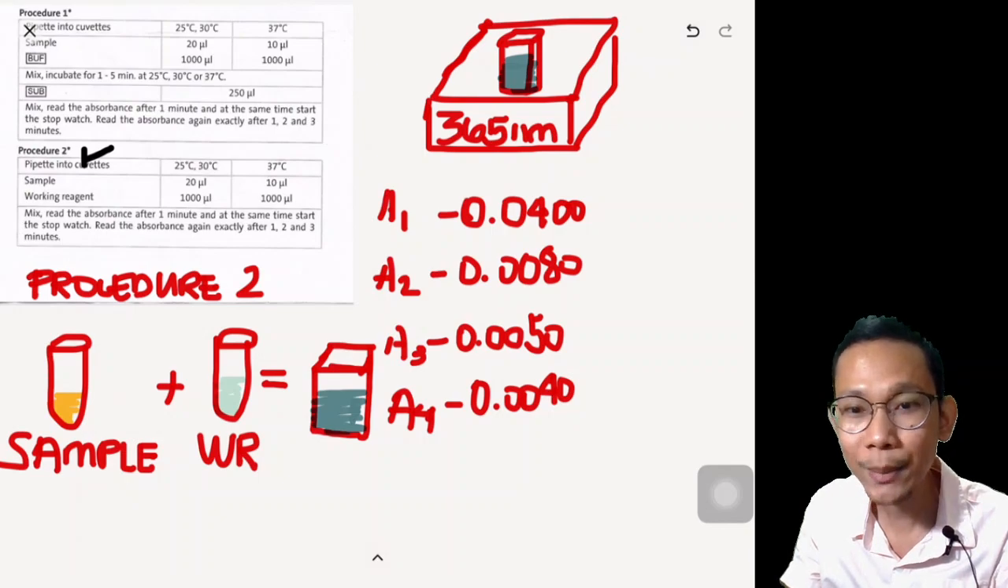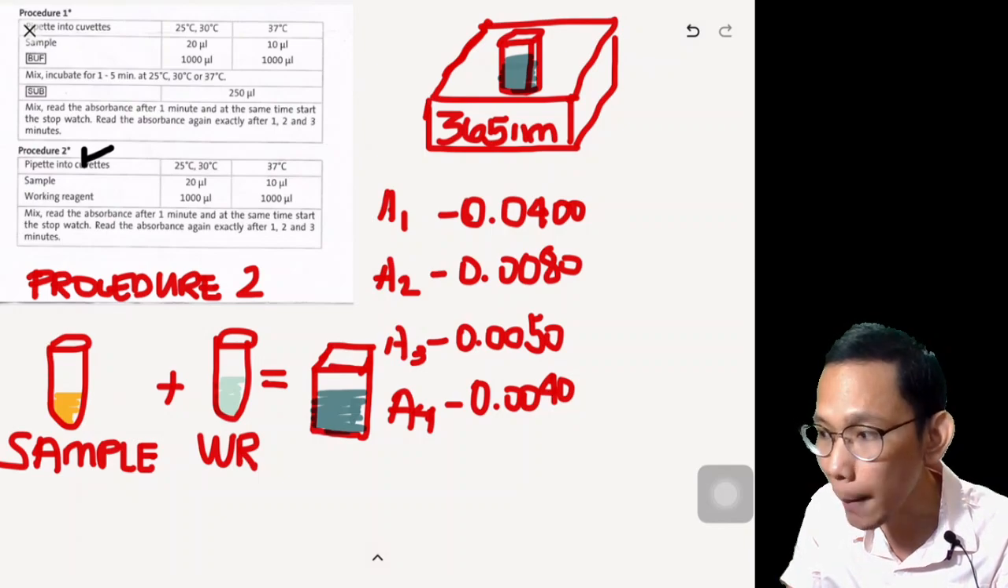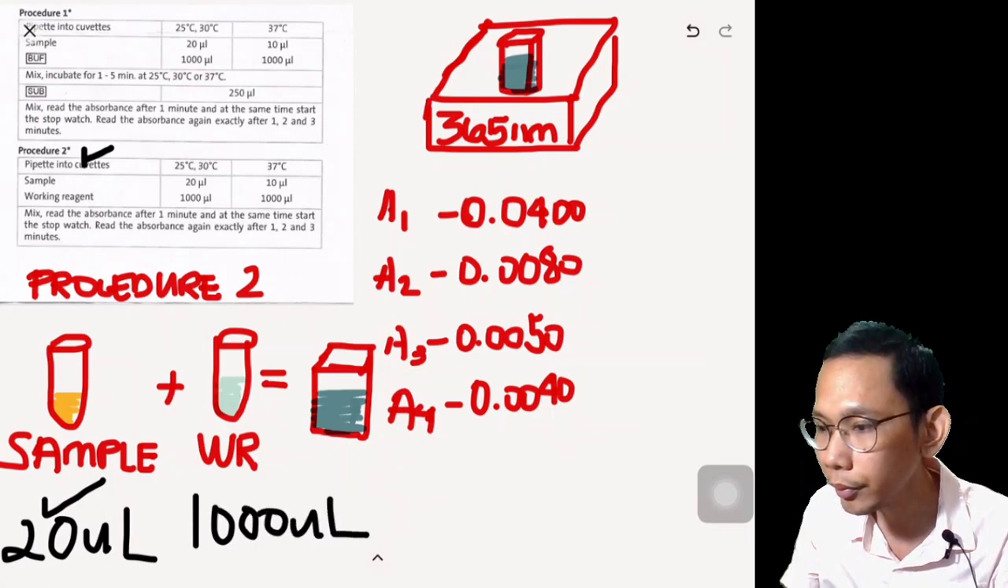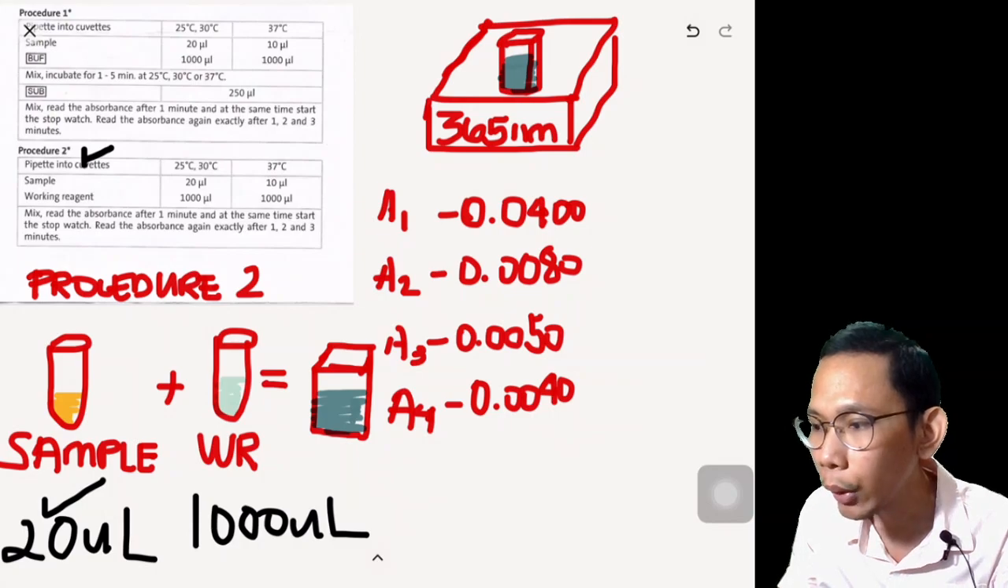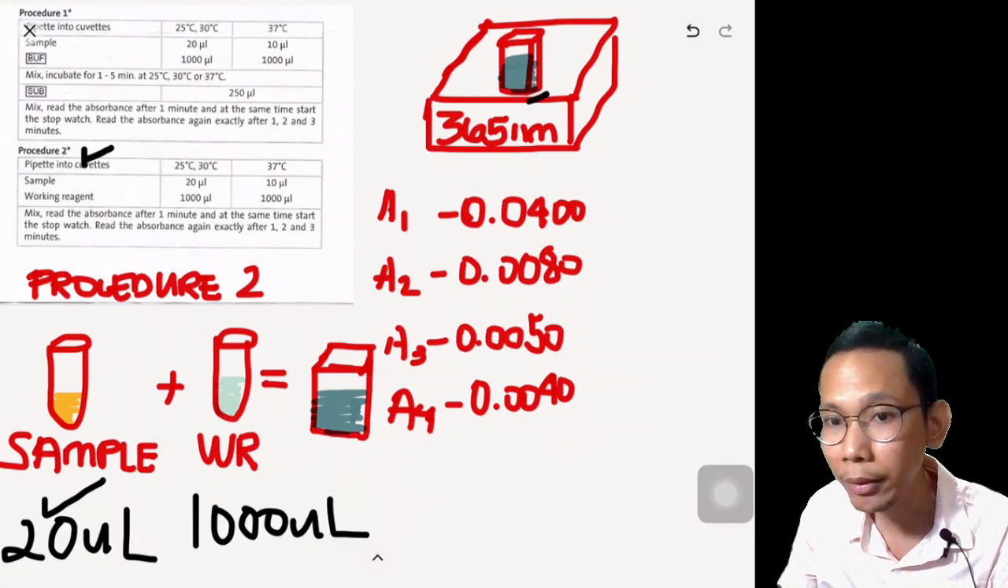But in procedure 2, since we chose procedure 2, check it: pipette into cuvette, sample 20 UL. This is our sample, 20 UL. We take 20 UL. Then working reagent, 1,000 UL. Then mix and read the absorbance after 1 minute. So in short, the 20 UL and 1,000 UL are mixed in the cuvette. Then the cuvette is placed in the spectro to be read for absorbance.